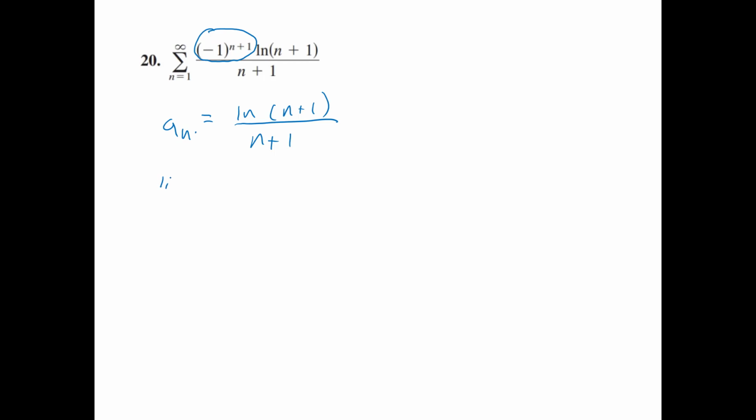If we take the limit as n goes off to infinity of the a sub n, we can do that by taking the limit as x goes off to infinity of the natural log of x plus 1 divided by x plus 1. I'm sorry, no natural log, just x plus 1 on the bottom. And this is infinity over infinity, so we can L'Hopital it. The derivative of the denominator is 1, so by L'Hopital.